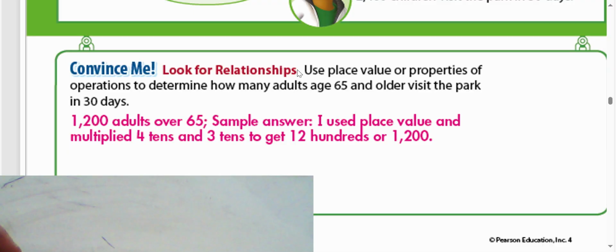Look for relationships. Use place value properties and operations to determine how many adults age 65 and older visit the park in 30 days. We can write the result here: 1200 adults over 65. The simple answer: you can use the place value and multiply 4 tens and 3 tens to get 12 hundreds, or 1200. Understood?